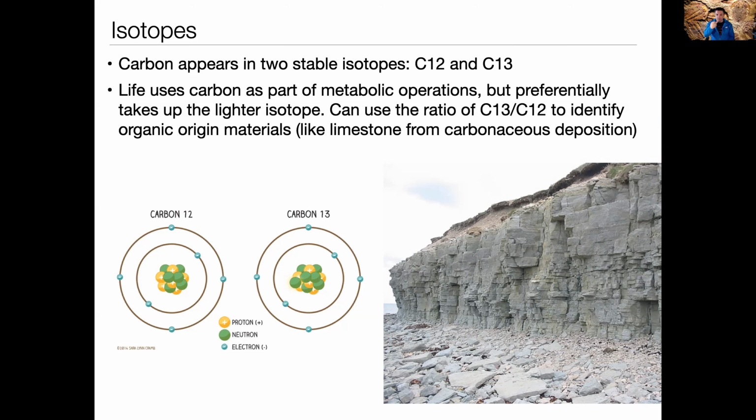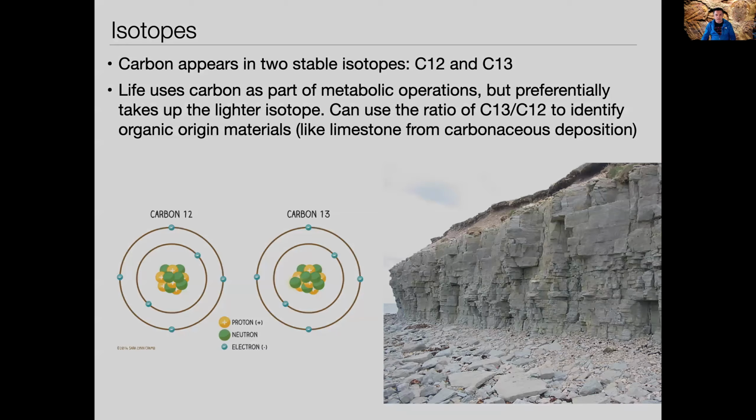A classic example of this is limestone. You can see limestone here. Limestone is a carbonaceous deposit. It's calcium carbonate. You can make limestone from diatoms and seashells and stuff like this. Those are all formed from life processes. And so if I have limestone that was formed from life processes, then it has an excess of carbon-12 over other rocks that I might find in the same area. So that's the way we use isotopic searches.